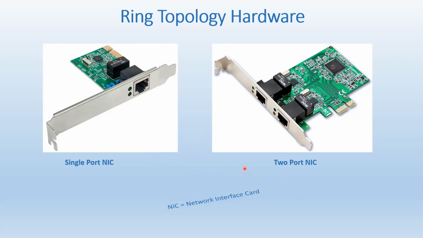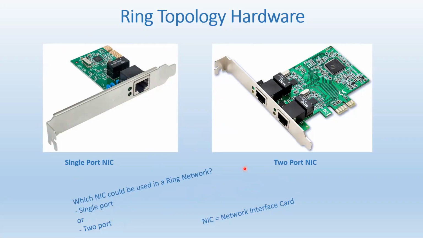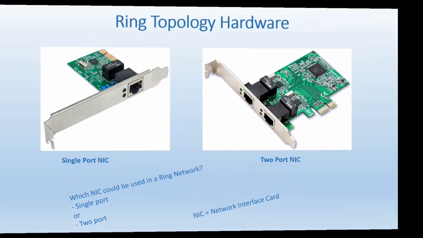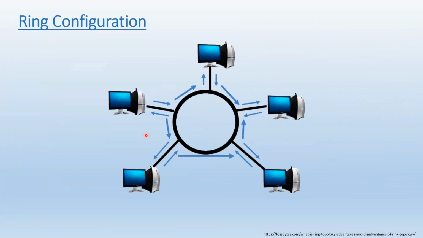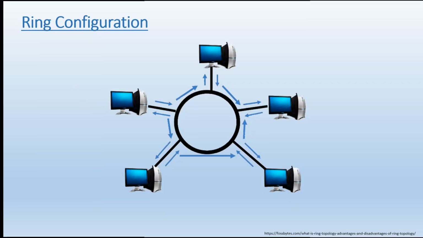Which NIC could be used in? Okay, we just talked about that. We were going to expand on that at the end of this presentation. All right, so here's the ring type of configuration. The data travels one way, and it keeps going with every node acting as a repeater, making sure that the message gets to the proper node or host that it's addressed to.